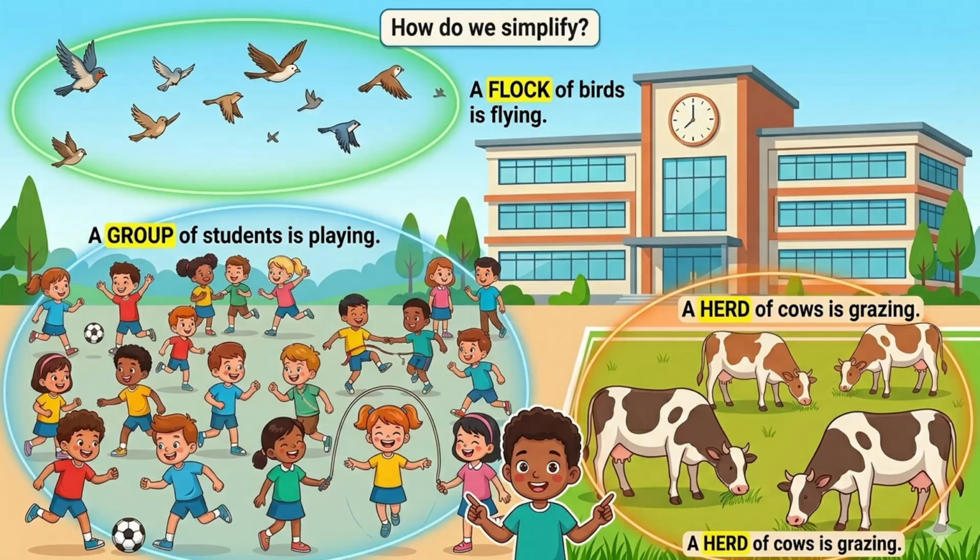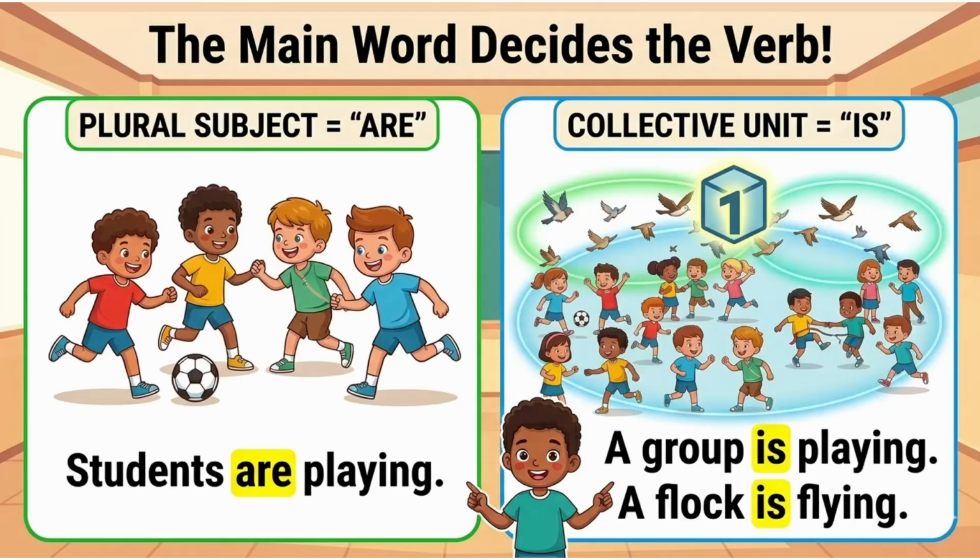Now notice something very important. Students are playing. Here, subject is plural. A group is playing. Here subject is singular. So the verb depends on the main word. If the main word is plural, we use are. If the main word is a collective noun, use is.